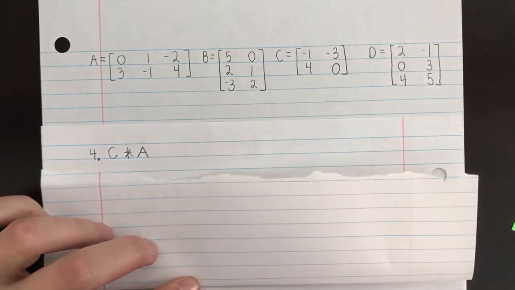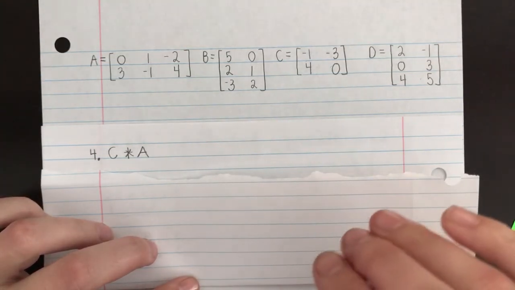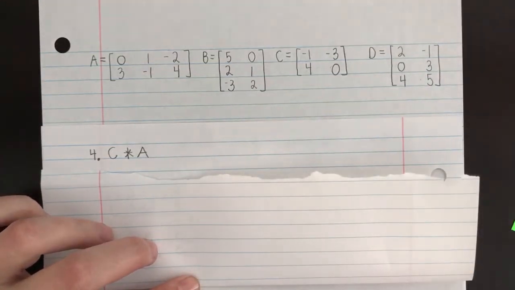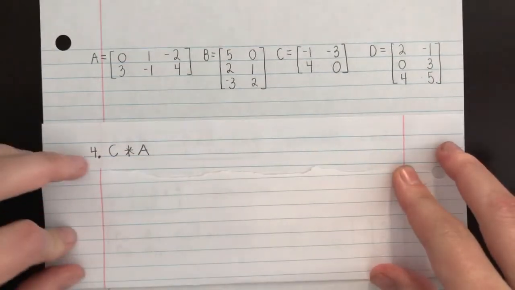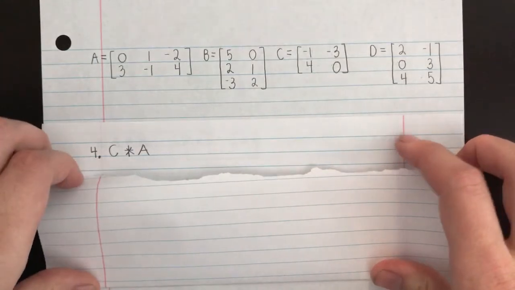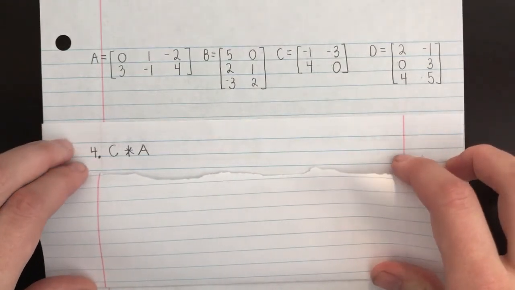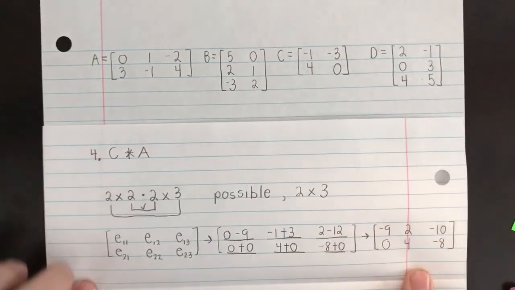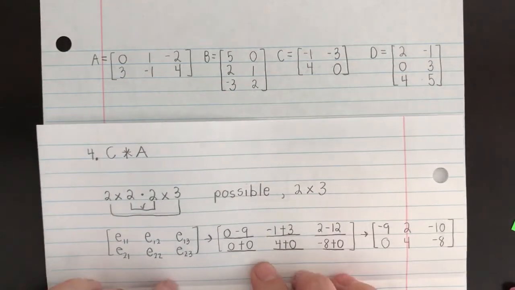Okay, so hopefully you have paused the video. You have worked through this problem. If you haven't, make sure you do, okay, because I'm about to show the answer and I don't want you to cheat. I want you to actually try this on your own. So here it comes. I'm going to reveal the answer for C times A. There it is. I hope you got it right.